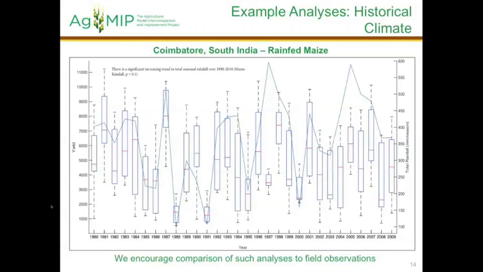The line that's imposed on top of the box plots is the total seasonal rainfall. And for rain-fed maize, that season is September, October, November, December. So that corresponds with the northeast monsoon phase there. So the axis for the total rainfall is on the right-hand side. The axis for yield is on the left-hand side.